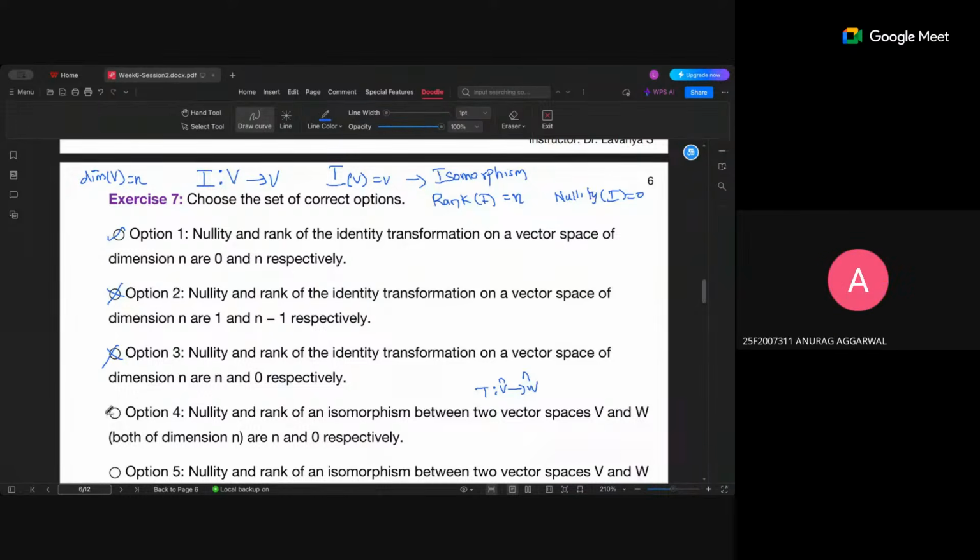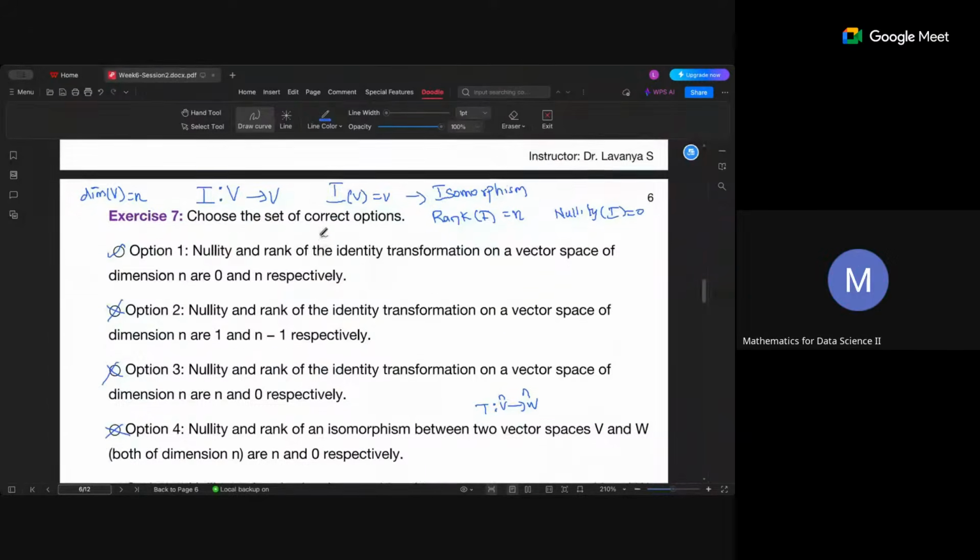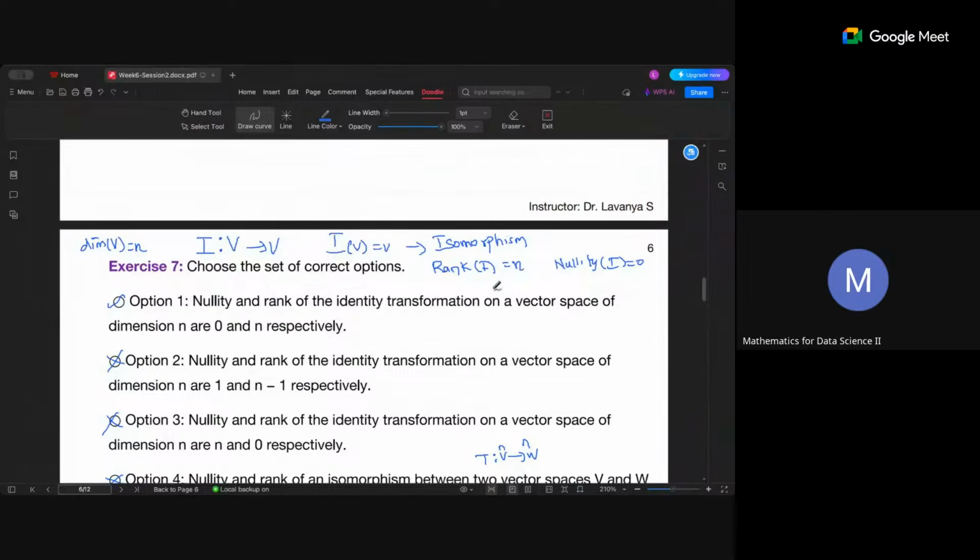Ma'am, can you explain why option 1 is correct? I have forgotten the reasoning, ma'am. See, I have already written the answer here. For this transformation, rank is n and nullity is 0. And why is rank n? Because it is an isomorphism.